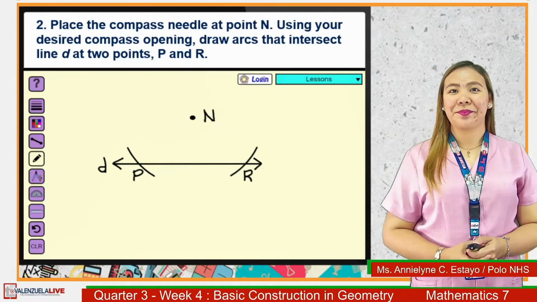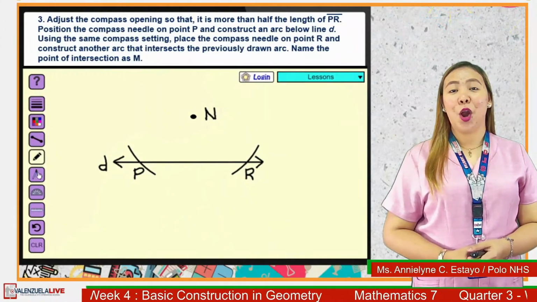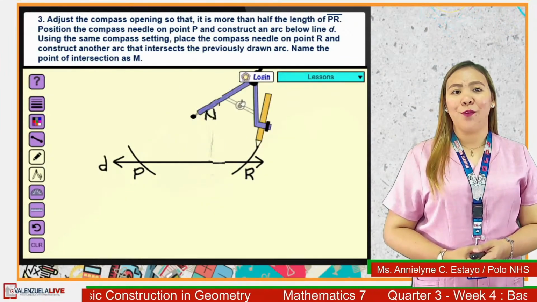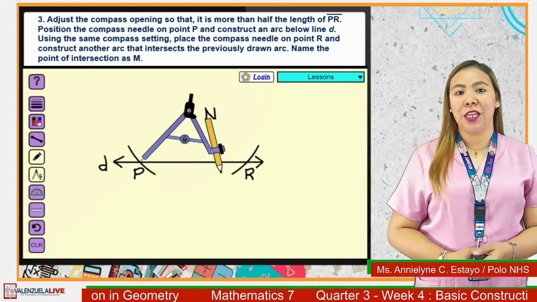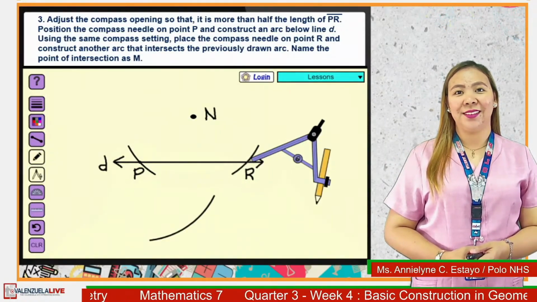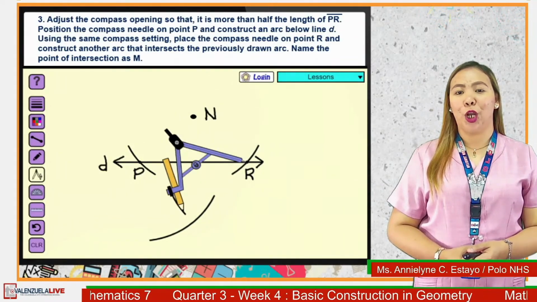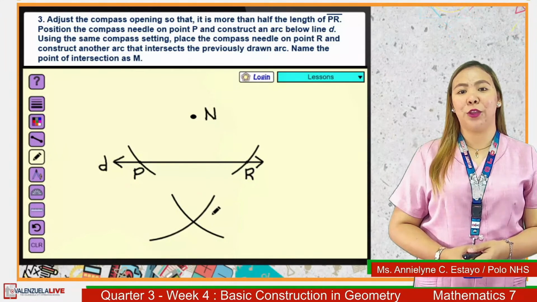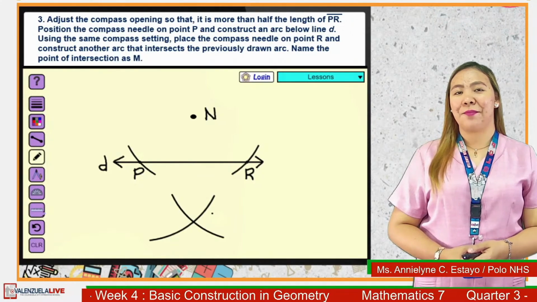Third step, adjust the compass opening so that it is more than half of the length of segment PR. Position the compass needle on point P and construct an arc below line D. Using the same compass setting, place the compass needle on point R and construct another arc that intersects the previously drawn arc. Name the point of intersection as M.